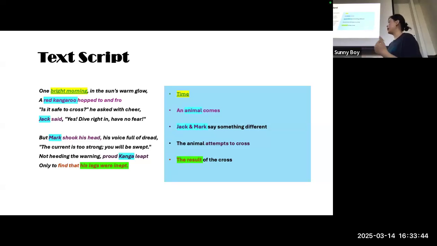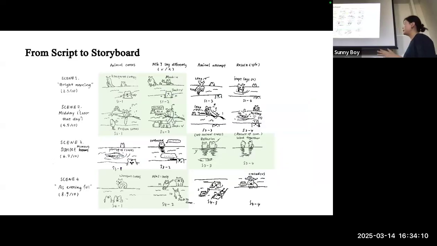So 2 strands come into complication and the resolution as you saw before. So first I grabbed the time and then the animal, and Jack and Mark said something differently to the animal, and then the animal's attempt, and then the result of the cross. So basically, that's the shared elements of each part, and then see how I first build from the script to a whole storyboard.